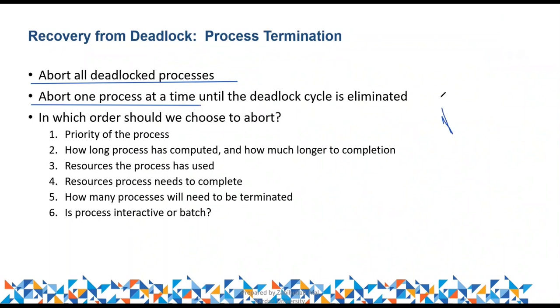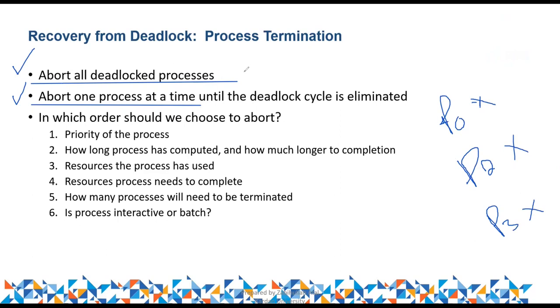First abort P0, then see if the deadlock situation is removed or not. Then abort, what was that, I think P2, abort P2. And then if not, then abort P3. So one approach is to abort all the processes at a time. The second approach is to abort one process at a time, not all processes at a time.